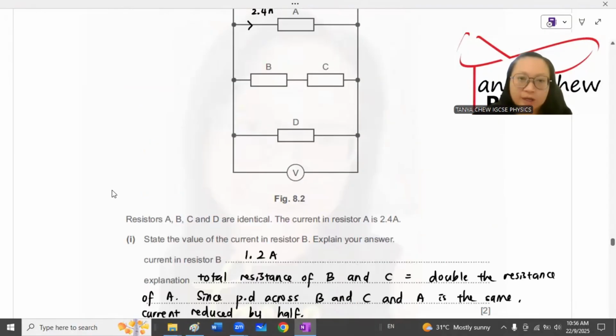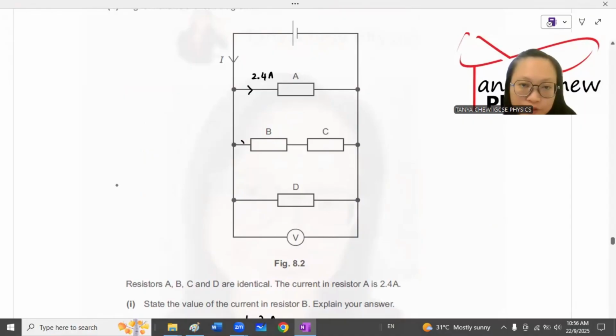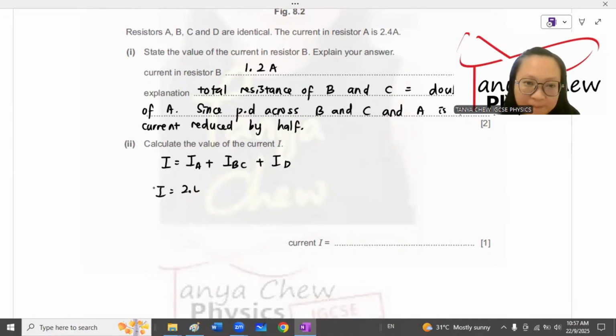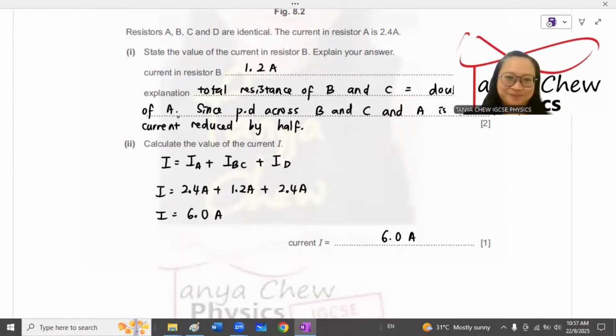And the second part, calculate the value of the current I. This one, I know that this is 1.2 ampere. This one, D, there's only one resistor, so it would take 2.4 ampere. I is the total current that flows out from the cell. So I is equal to I across A plus I across BC plus I across D. I across A is 2.4 ampere, I across B and C is 1.2 ampere, and I across D is 2.4 ampere. So the total I is 6.0 ampere. So 6.0 ampere is the answer.